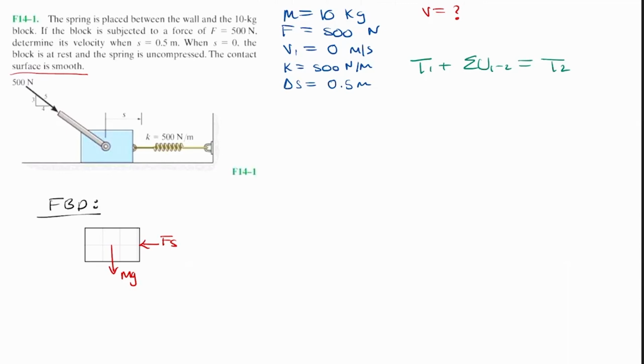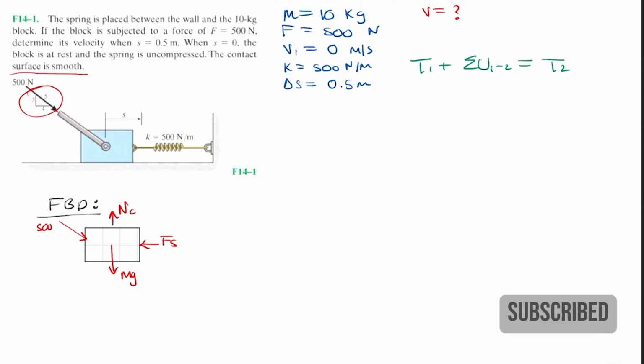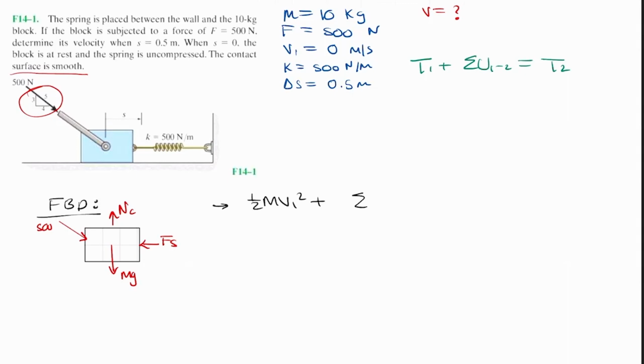Because this is resting on the surface, I should also have a normal force, right? A normal force right here. And we have the force over here, the 500 coming at a diagonal. Notice we do not have an angle, but we have that 3-4-5 special triangle, so we can use that to figure out our stuff. All right, so if we substitute here in the equation, this will be 1/2 mass times V1 squared plus the sum of works.